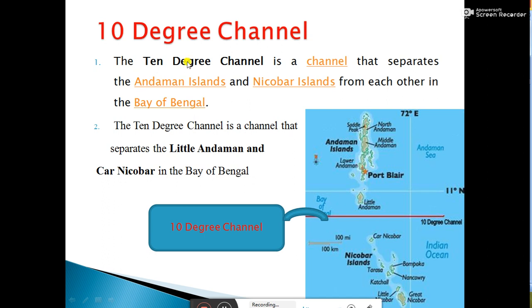Next I discuss the 10 degree channel. The 10 degree channel is a channel that separates the Andaman Islands and Nicobar Islands from each other in the Bay of Bengal. It separates Little Andaman and Car Nicobar. This line is the 10 degree channel. This is Car Nicobar and this is Little Andaman, which are separated by the 10 degree channel.